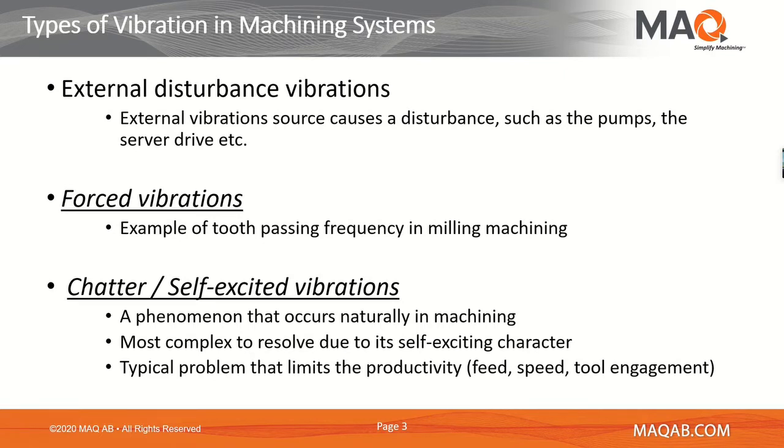In machining systems, there are 3 major categories of vibration. The first one is the external disturbance that is caused by a pump or a servo drive that is located somewhere else on the shop floor, and to handle that, you have to either shut down the pump or the servo drive, or you make an isolation of the machine from the external disturbance.